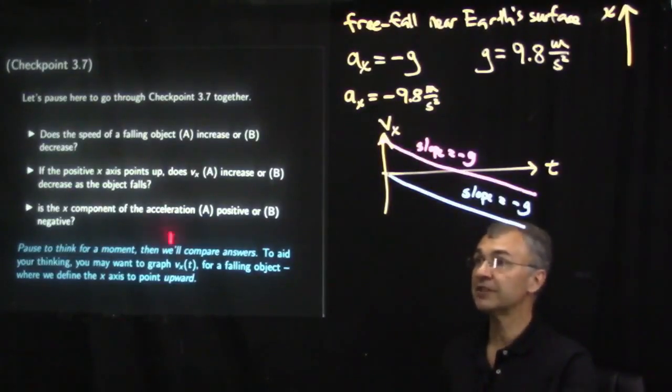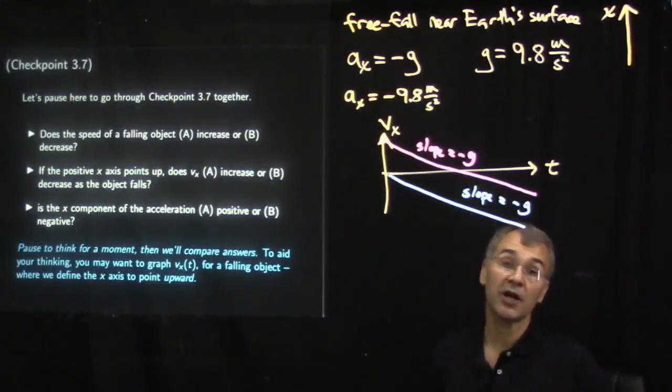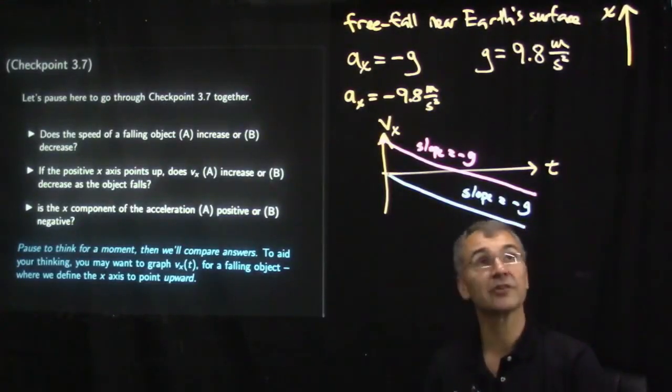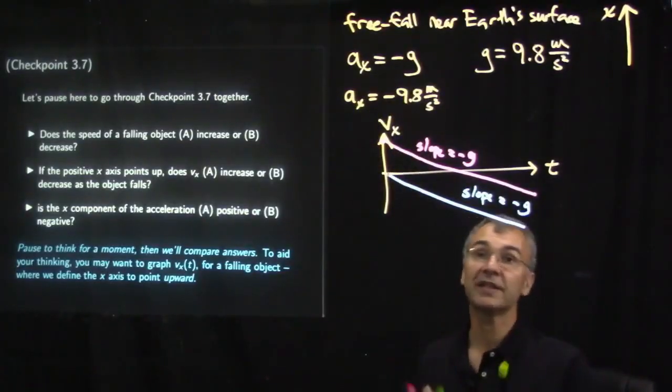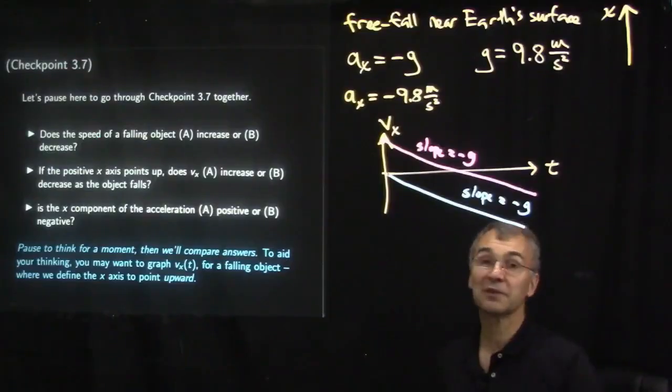Is the x component of the acceleration positive or negative? It's negative because the object is accelerating downward, and we've defined the x-axis to point upward. The x component of acceleration is negative. I think now, when you actually get to that checkpoint, you'll probably read it more closely than I did.